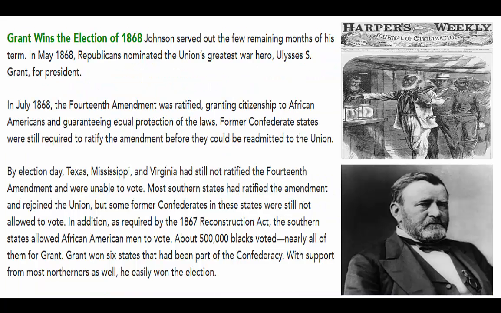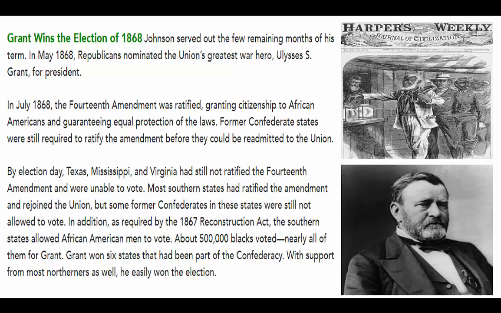Grant wins the election of 1868. Johnson served out the few remaining months of his term. In May 1868, Republicans nominated the Union's great war hero, Ulysses S. Grant, for president. In July 1868, the 14th Amendment was ratified, granting citizenship to African Americans and guaranteeing equal protection of the laws. Former Confederate states were still required to ratify the amendment before they could be readmitted to the Union. By Election Day, Texas, Mississippi, and Virginia had still not ratified the 14th Amendment and were unable to vote.